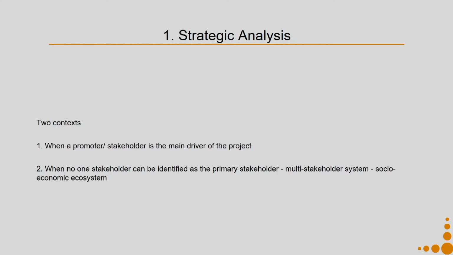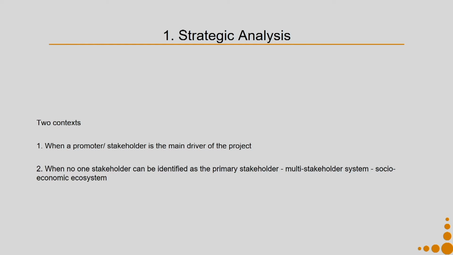There it is very difficult to identify who is the primary stakeholder, because the stakeholders are very distributed, they are too many in number, they might not be organized. We will try to understand this second context more in depth with examples in the next week.